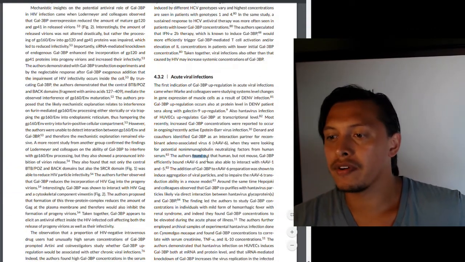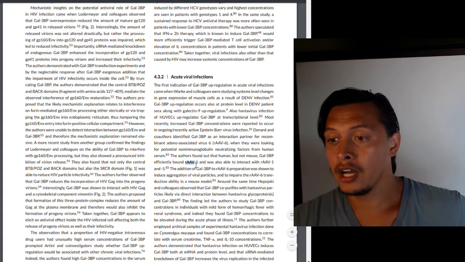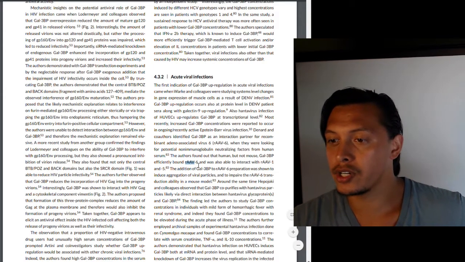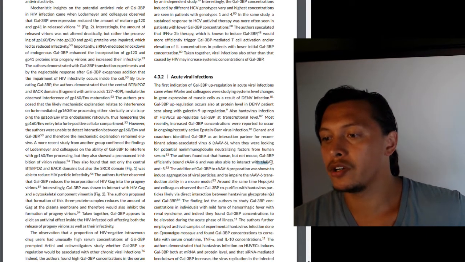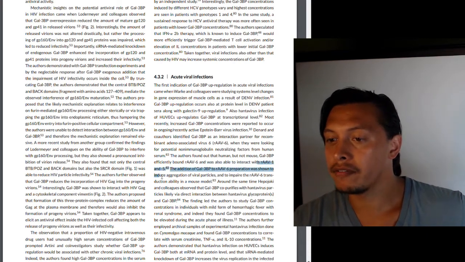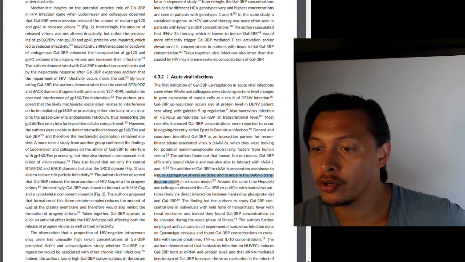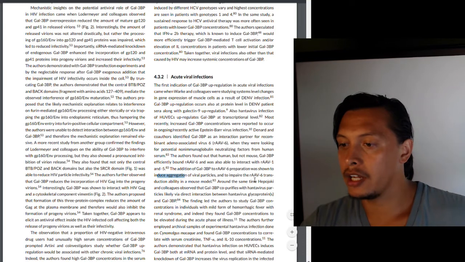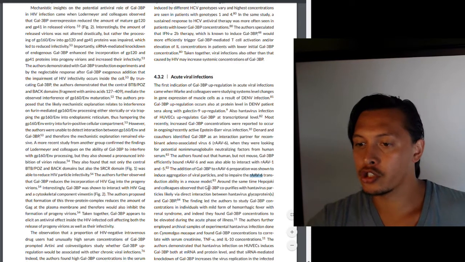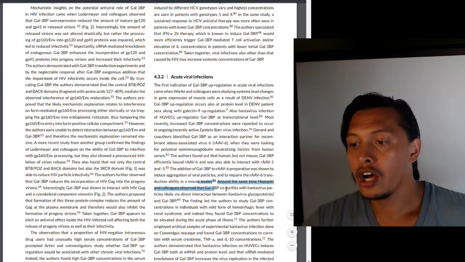So the authors found that human, but not mouse, Galectin-3 binding protein efficiently bound the recombinant adeno-associated virus 6 and was also able to interact with recombinant adeno-associated virus 1 and 5. So the addition of Gal3BP to RAAV6 preparations was shown to induce aggregation of viral particles and to impair the RAAV6 transduction ability into a mouse model.